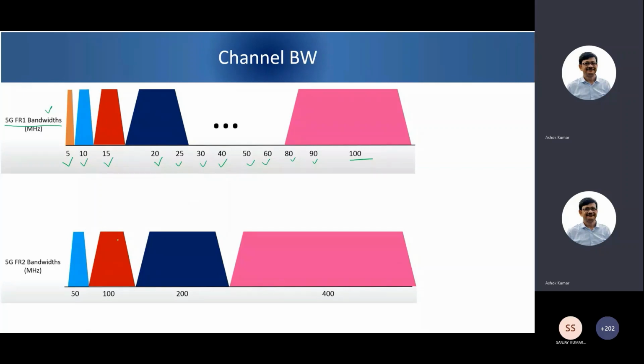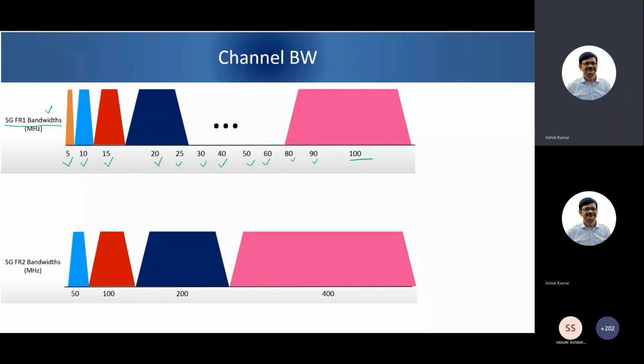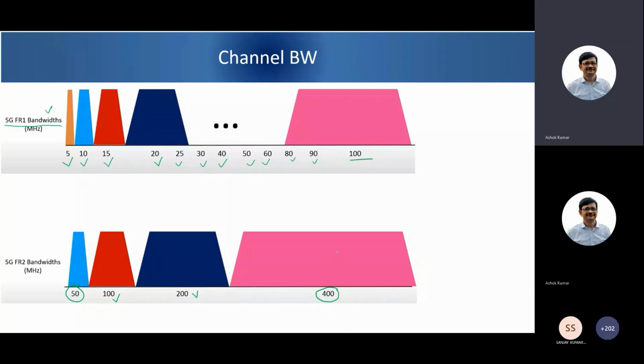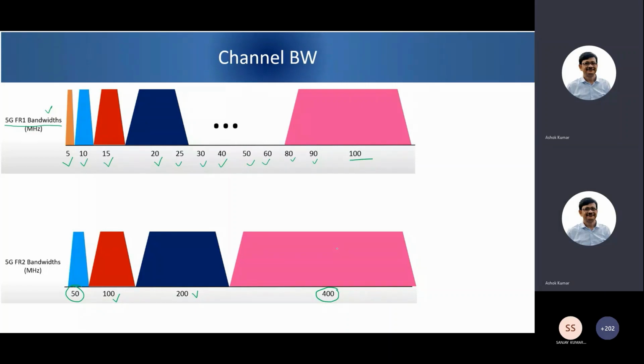If I talk about FR2, frequency range 2, which starts from 24 gigahertz and goes up to 52 gigahertz, their channel bandwidth minimum is 50 megahertz, then can be 100, 200, or 400, depending upon the availability of spectrum with the operator they can utilize.